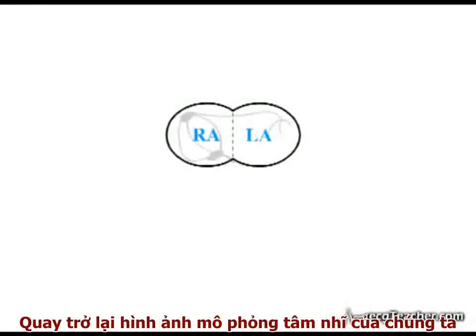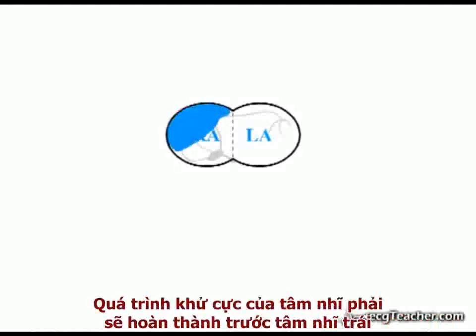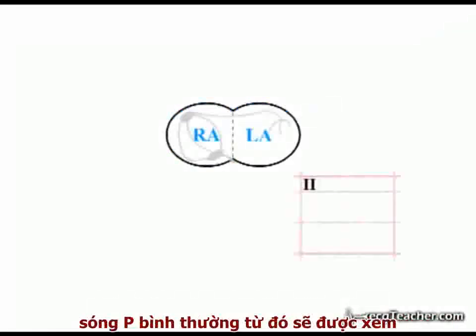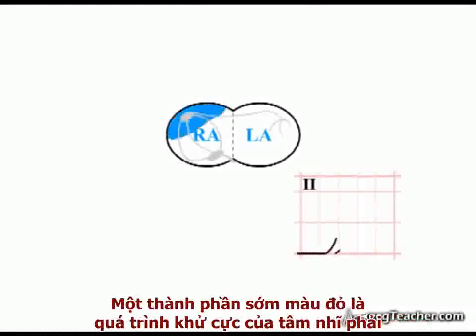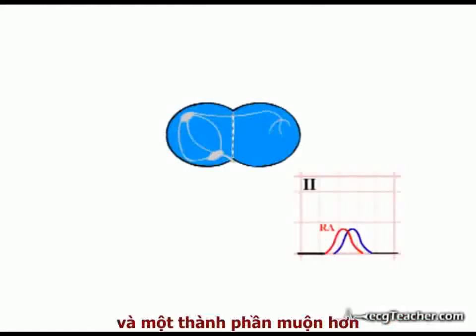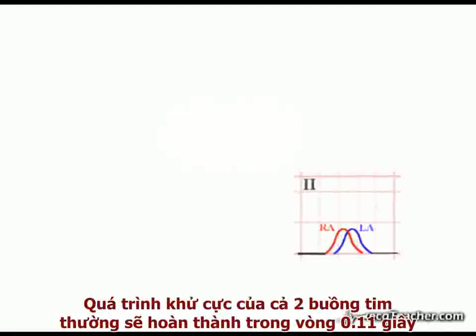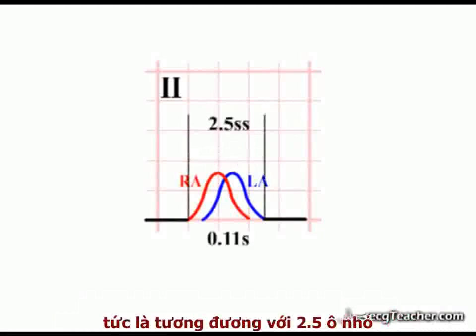Returning to our atrial schematic, you will also notice that because of the location of the SA node, depolarization of the right atrium is complete somewhat earlier than that of the left. The normal P wave, therefore, can be considered as being composed of two overlapping components: one early component, predominantly due to right atrial depolarization, and a second later component due to left atrial depolarization. Depolarization of both chambers is normally complete within 0.11 seconds, approximately 2.5 small squares.